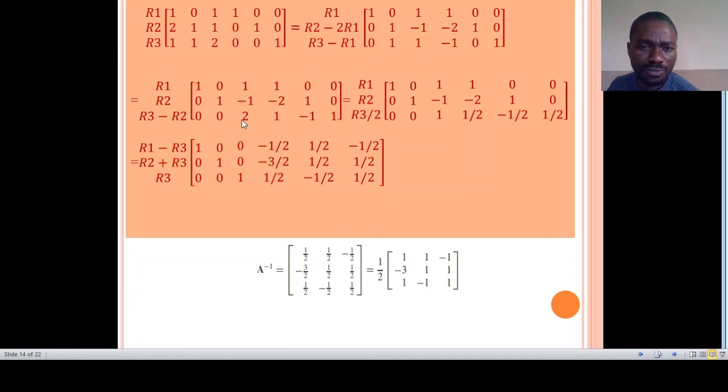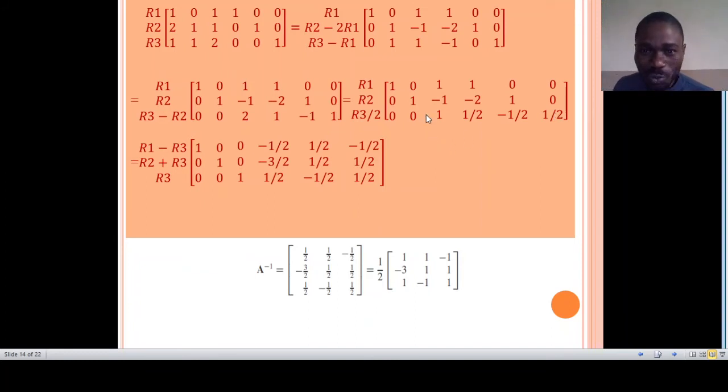This is what I have. I want to make sure that this is equal to 1, because we're actually looking for things like this. I can divide row 3 by 2 so that here we will have 1. If you divide row 3 by 2, you're going to have 1 here. Yes, it's taking shape. Who can tell me what next?